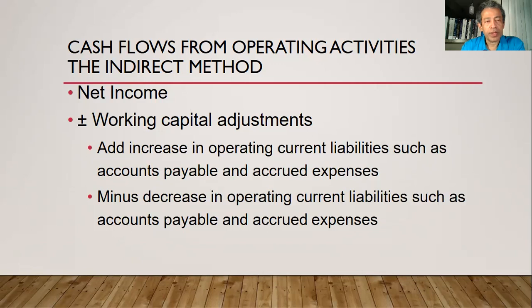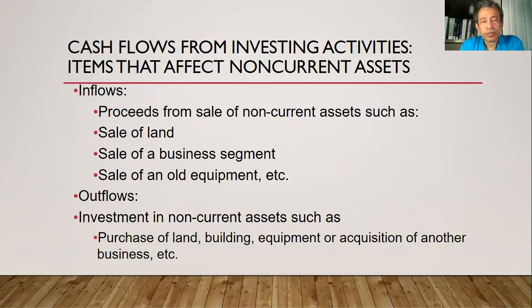There you go. Add an increase in operating current liabilities such as accounts payable and accrued expenses, and minus decreases in those operating current liabilities. All right, so that gives us the operating cash flow. So now we have cash flows from investing activities.